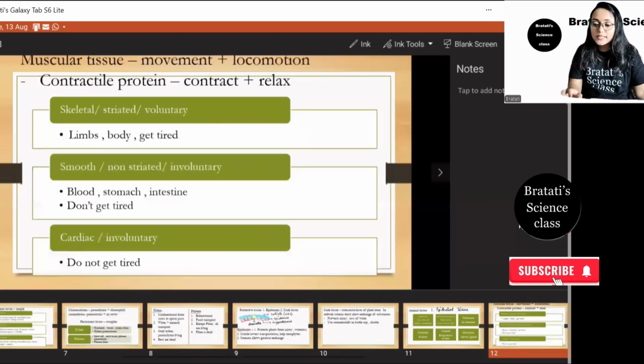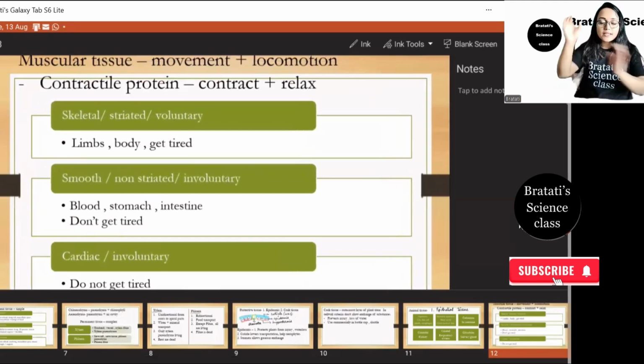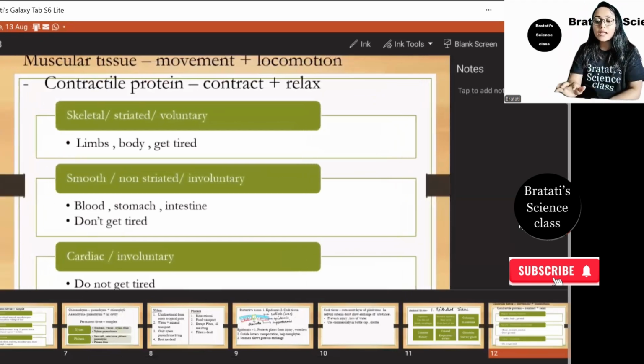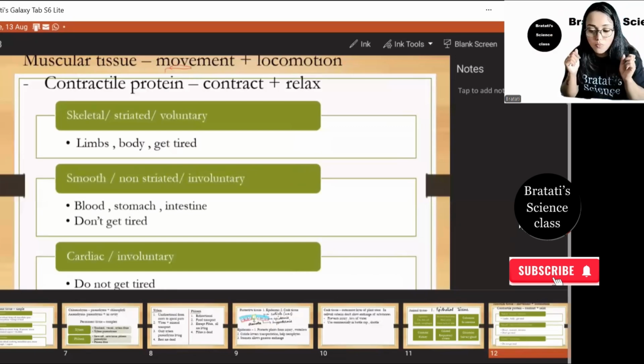Shall we move to the next part of tissues? That is our muscular tissues. Muscle cells or muscular tissues help in movement and locomotion. Movement is when we move our organs, our limbs, in one place. We are not moving from one place to another. That is movement. And locomotion is from point A to point B, when we are walking and we are displaced. Displacement is there, that is locomotion.